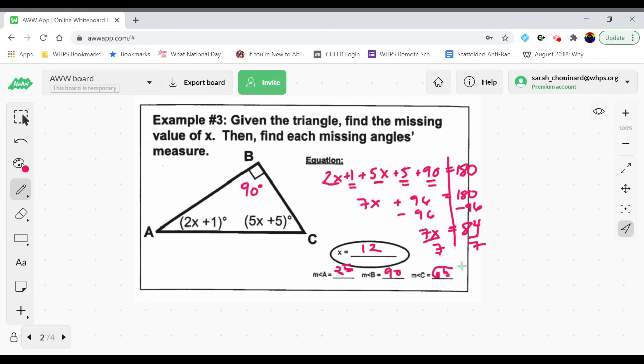So that's how to use triangle sum theorem to find the missing value of x. In our next video, we're going to look to see how to use exterior angle theorem.